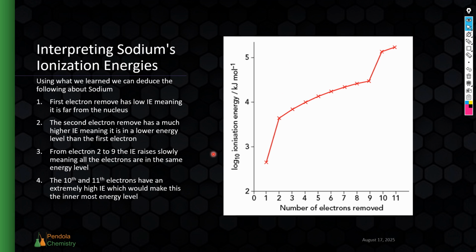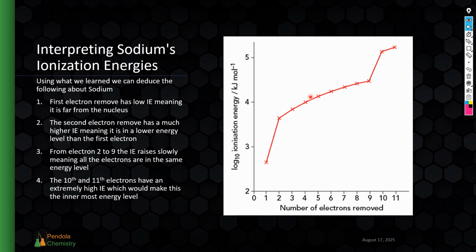So, for example, let's look at sodium's ionization energies. Using what we learned, we can deduce the following things about sodium. First electrons removed have a low ionization energy, meaning it's far from the nucleus. If we look at this, we can actually figure out where all the different electrons are in sodium. Before I go into that, this is a graph that you're going to start getting used to looking at.